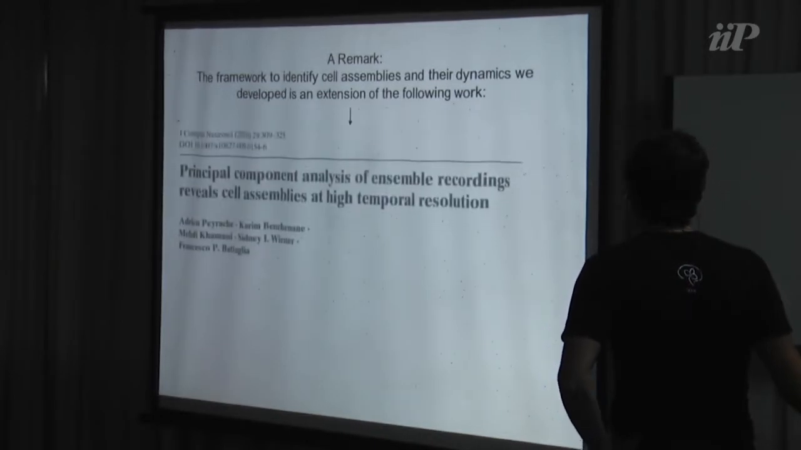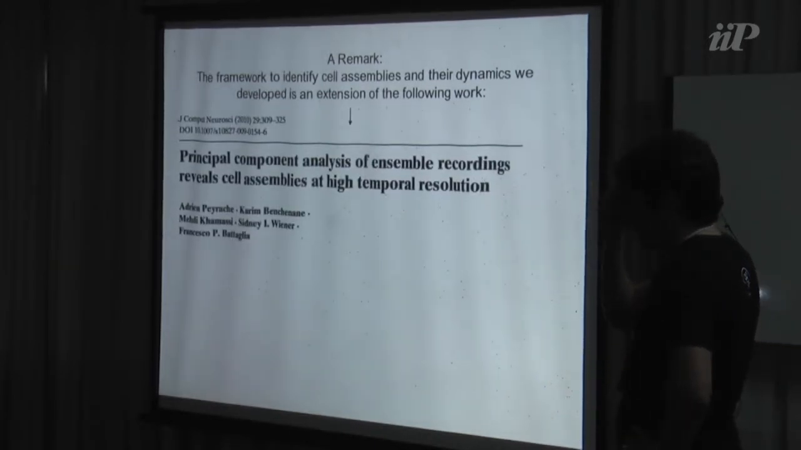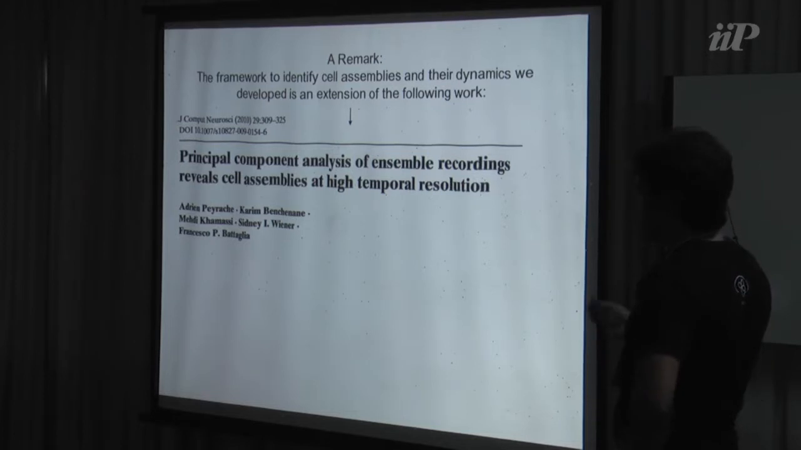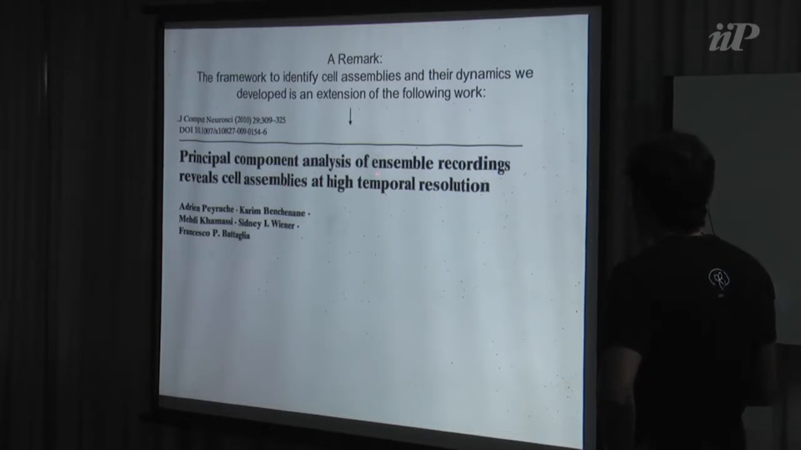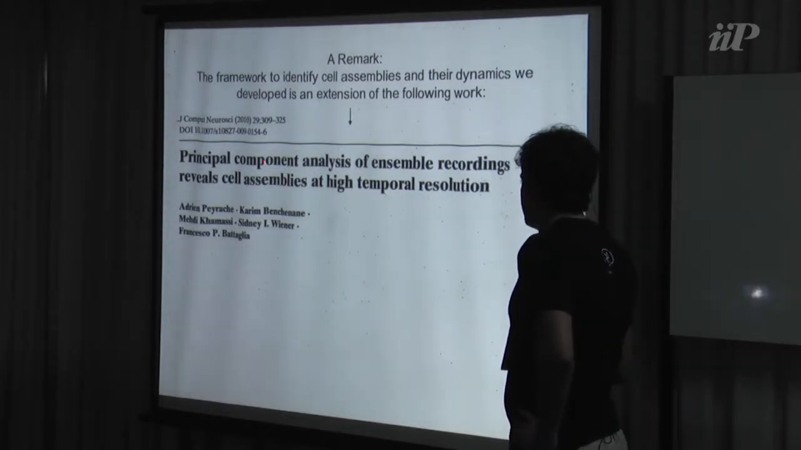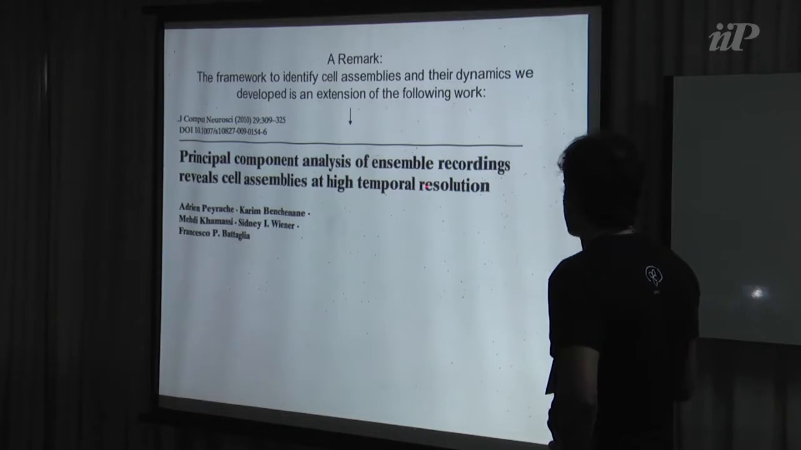So getting back to the story, this tool happened when we read a Neuron paper by Battaglia. And in this Neuron paper, they use this tool that is described in this Journal of Computational Neuroscience paper, right? I'm going to tell you the story from the beginning. But pretty much here they were using principal components to record cell assemblies.